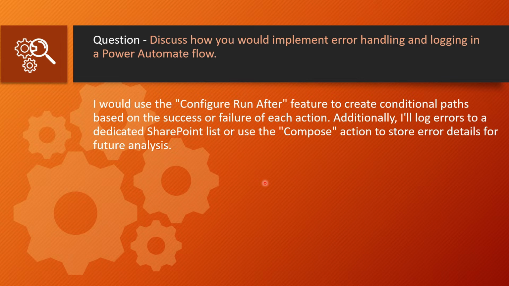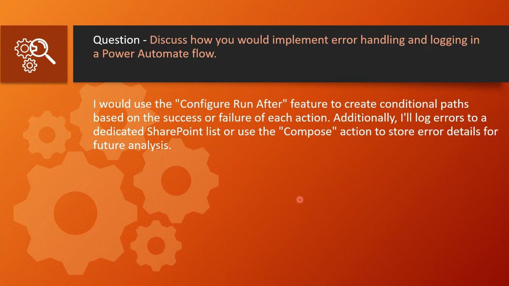The next question: the interviewer wants to know how you can handle errors in your automated flow, and how you log the success or failure you receive from the Power Automate flow. There is a feature called configure run after provided in Power Automate, and you can utilize that. You can say I would use the configure run after feature to create conditional paths based on success or failure. For each action we can use configure run after.